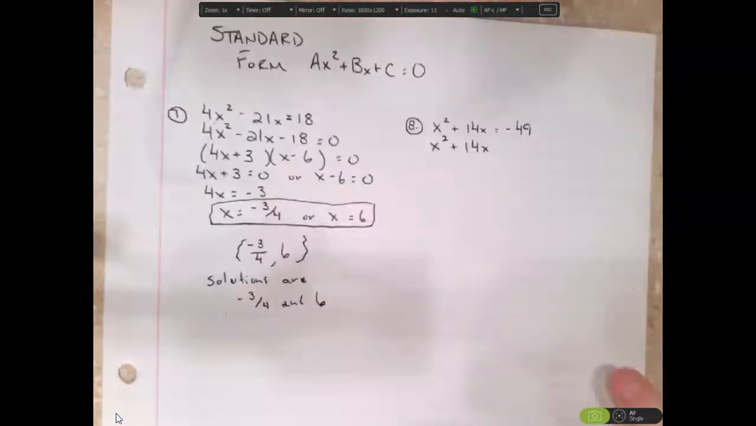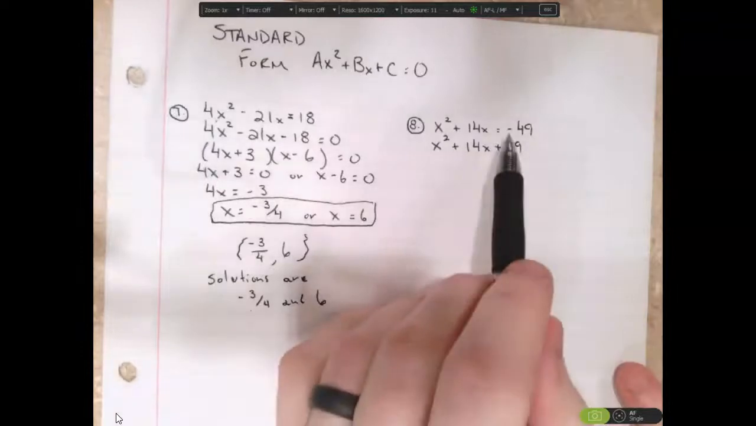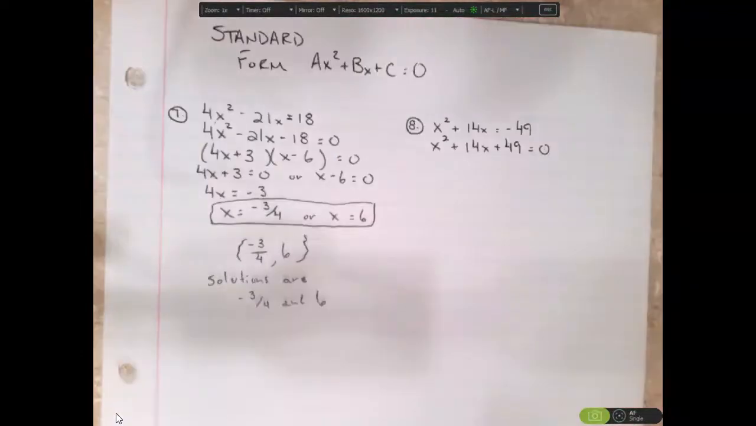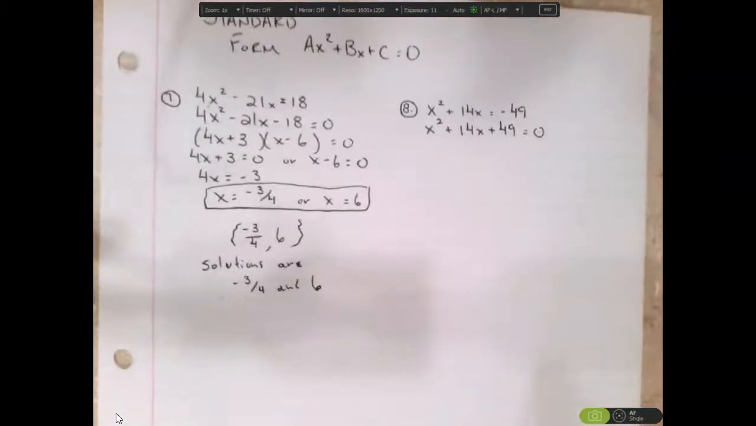X squared plus 14x. I need to get it into standard form, so I need to move the 49 to the other side. So I'm going to add it to the other side because it's a subtraction symbol. I want to do the opposite to get it over. So add it, set it equal to 0. From there, we're going to factor, just like we've done on the last, about 4 problems.